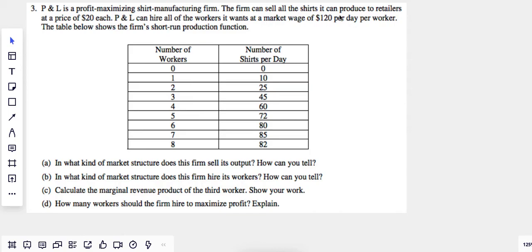Calling about labor, having a bit of an issue with it. The easiest thing to do with labor is to make sure you understand these tables. They give us a nice idea of what's going on with labor. Obviously, read it carefully. They can sell all the shirts they want at 20 bucks. They can hire all the workers they want at 120 bucks.